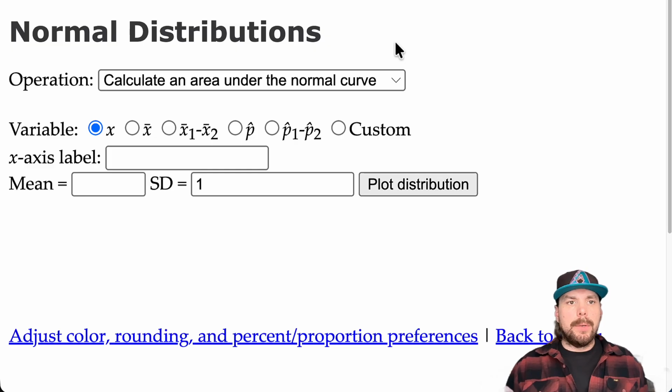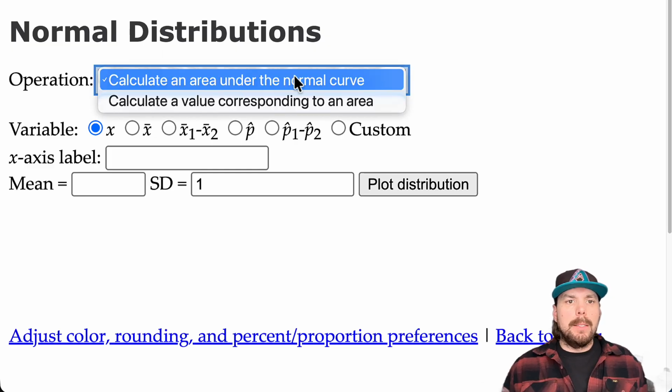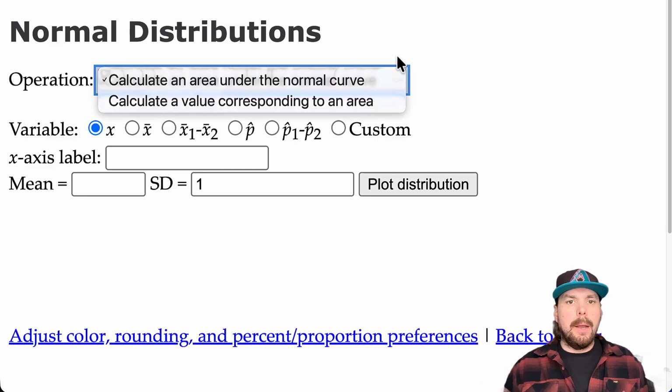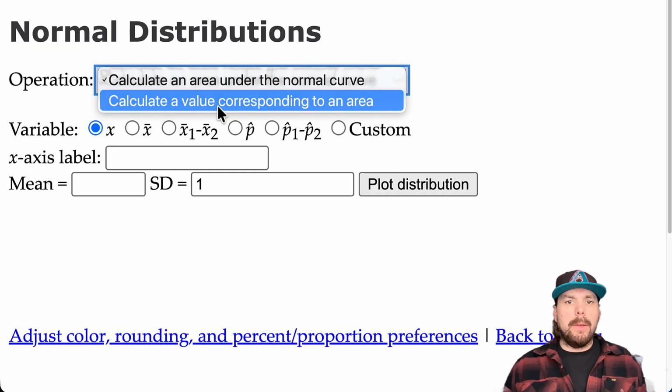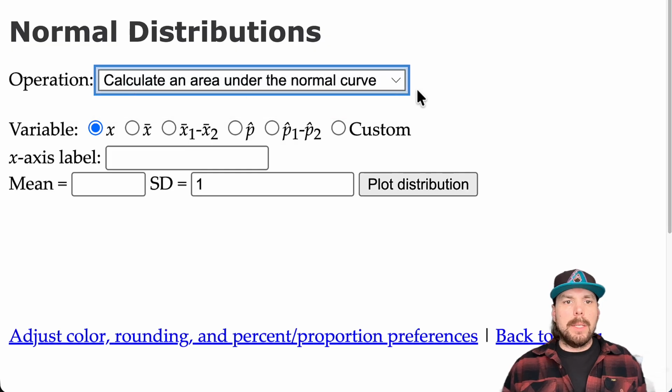What we see on the screen now at this normal distribution calculator is normal distributions at the top, then an option to change the operation. It's defaulted to calculate an area under the normal curve, but also has an option for calculate a value corresponding to an area. We'll leave it on the default setting and first use it to calculate area.